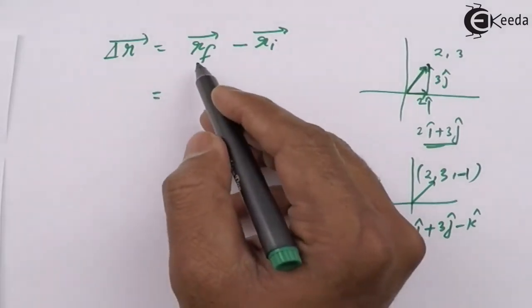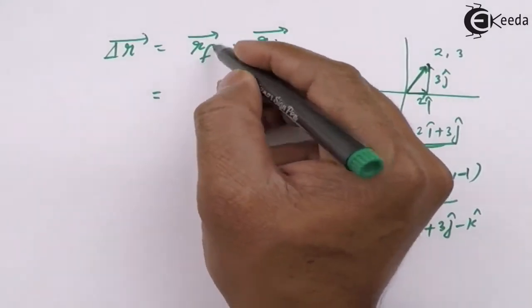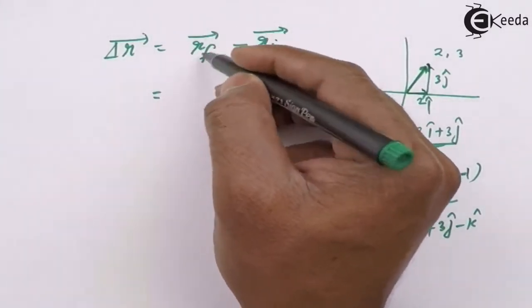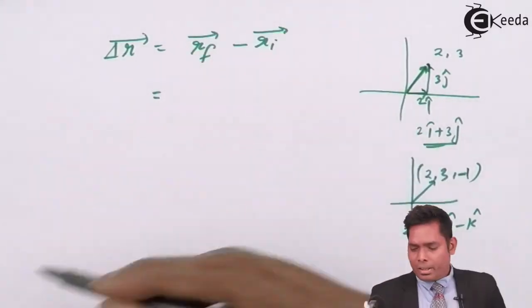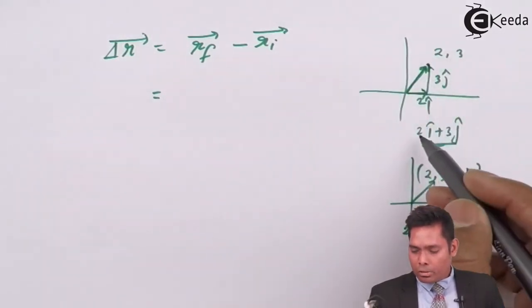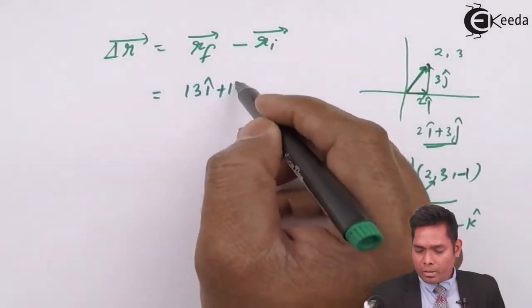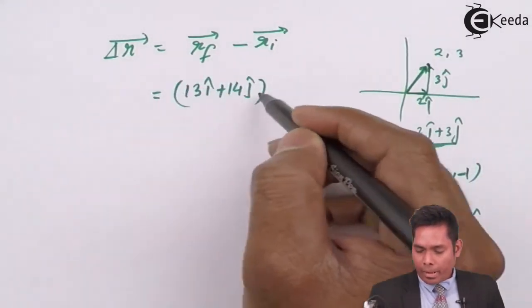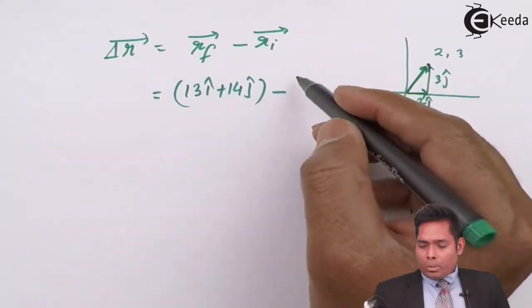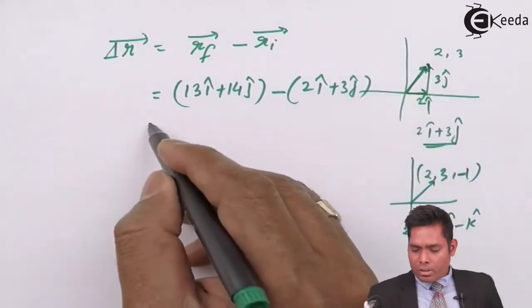So I have the point 13, 14, and I'll write this in vector form. The position vector can be represented in terms of 13, 14. If this is 13, 14, then this will be 13 i cap and 14 j cap. Minus, the point was 2, 3, so it is 2 i cap plus 3 j cap. Now you solve this. This is very simple.